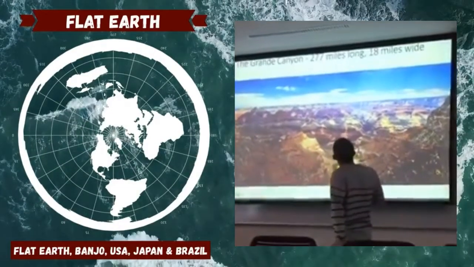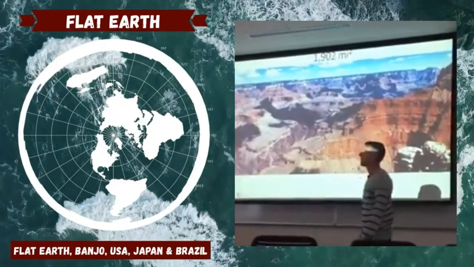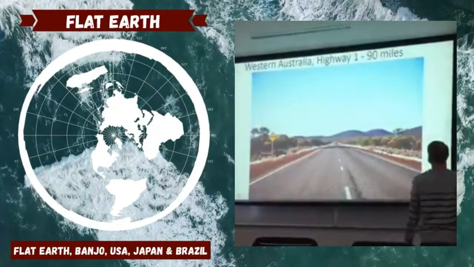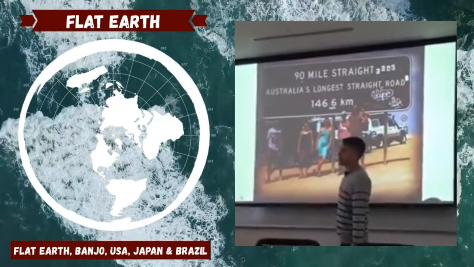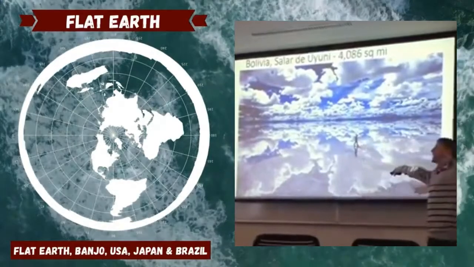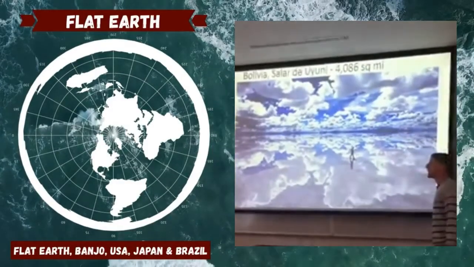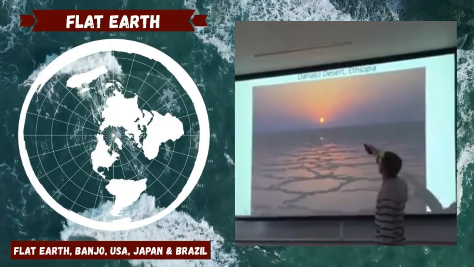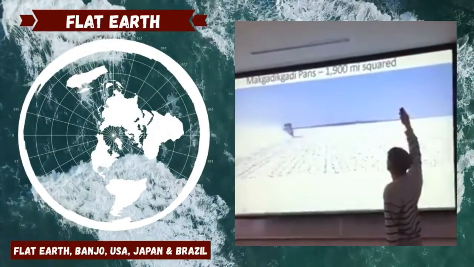Grand Canyon, at one point it's measured 277 miles long, 18 miles wide. Another measurement is 1,900 miles squared, flat, straight across. San Francisco Bay, 1,600 miles squared. Western Australia, Highway 1, 90 miles squared. Zero curvature. Bolivia Salt Flats, this is one of my favorite ones. This is the only one I thought existed until I looked more into it. Bolivia Salt Flats, 4,000 square miles flat. Where is the curvature? Danakil Deserts, the Everglades, Florida. All over the world.